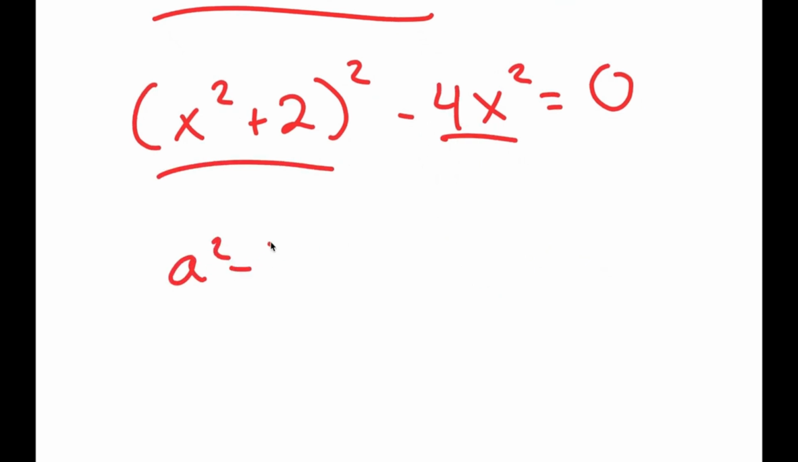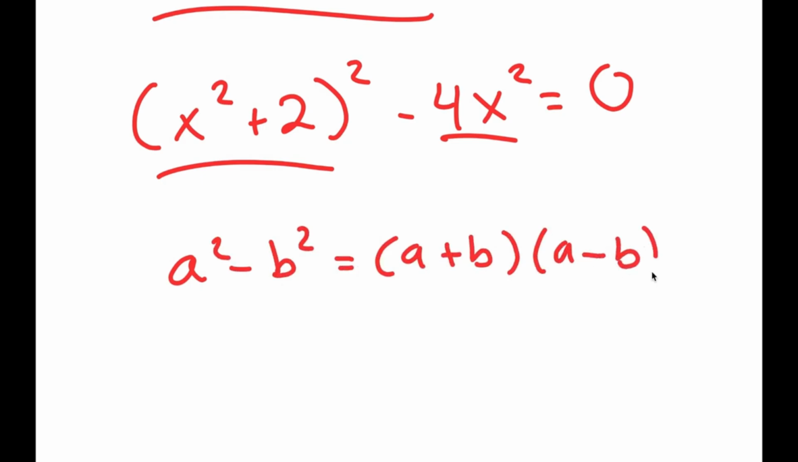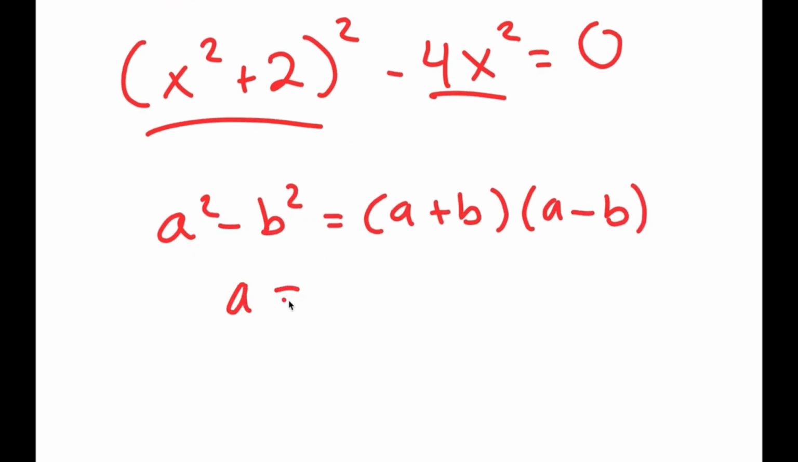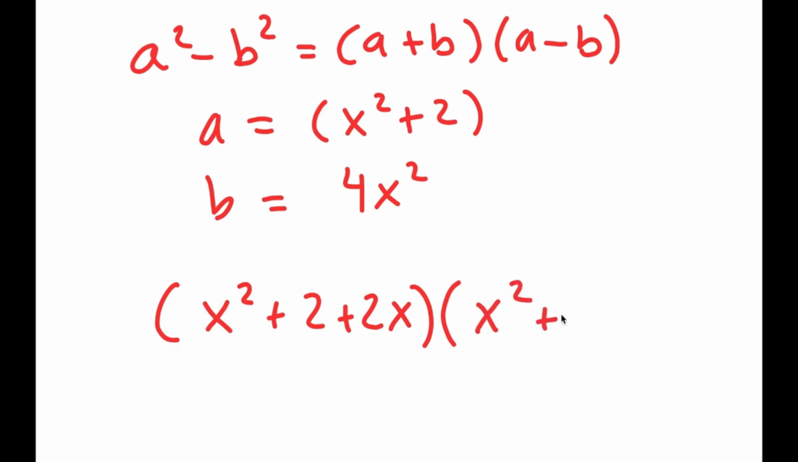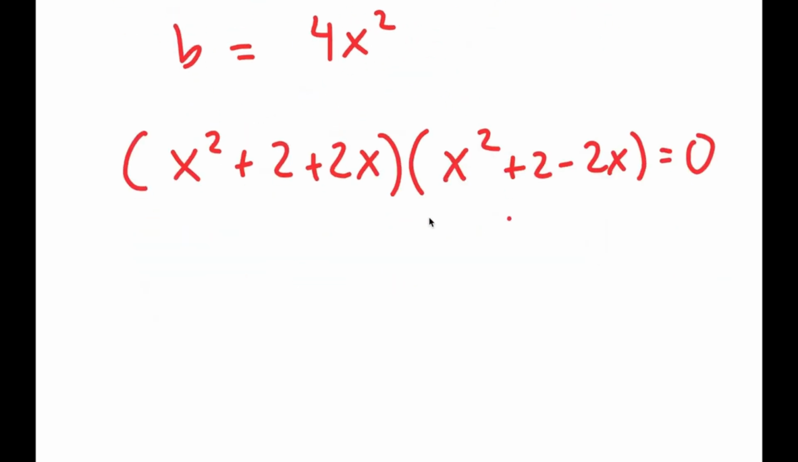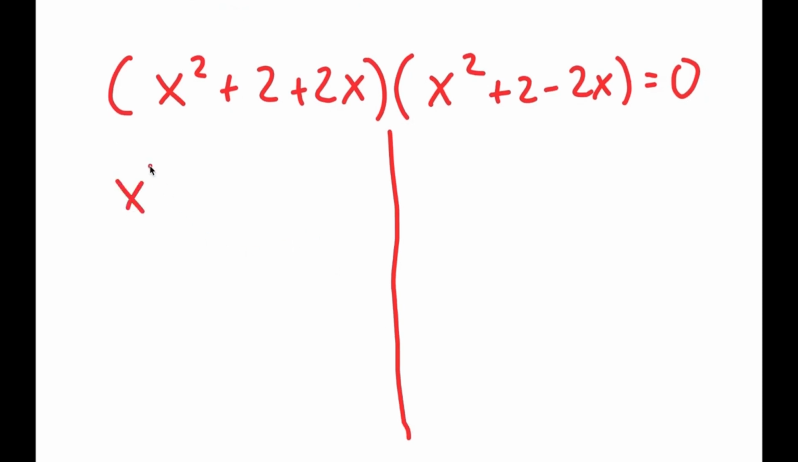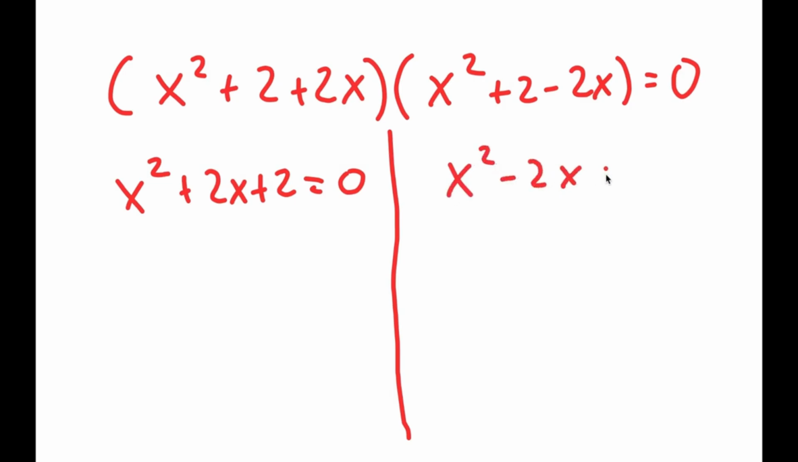So I can use the property a squared minus b squared is equal to a plus b times a minus b. A in this case we can think of as x squared plus 2, and b we can think of as 2x. So now I get x squared plus 2 plus 2x times x squared plus 2 minus 2x is equal to 0. And this gives me two equations. I get x squared plus 2x plus 2 equals 0, and x squared minus 2x plus 2 is equal to 0.